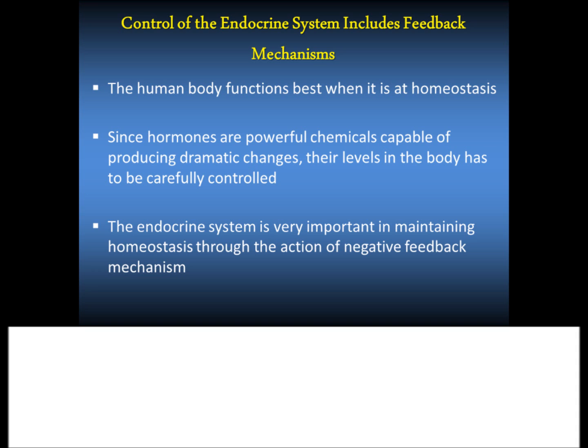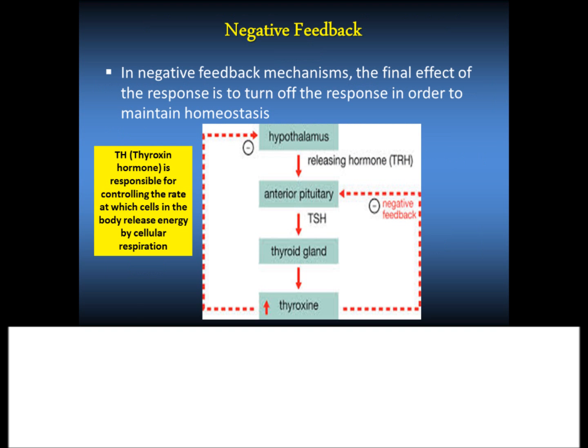So this negative feedback mechanism is basically that the final effect of the response will go back and turn off the response in order to maintain homeostasis. So let me just explain this using the figure provided. So remember, the glands here are the hypothalamus, the pituitary, and the thyroid gland. So those are the 3 glands that we see here.